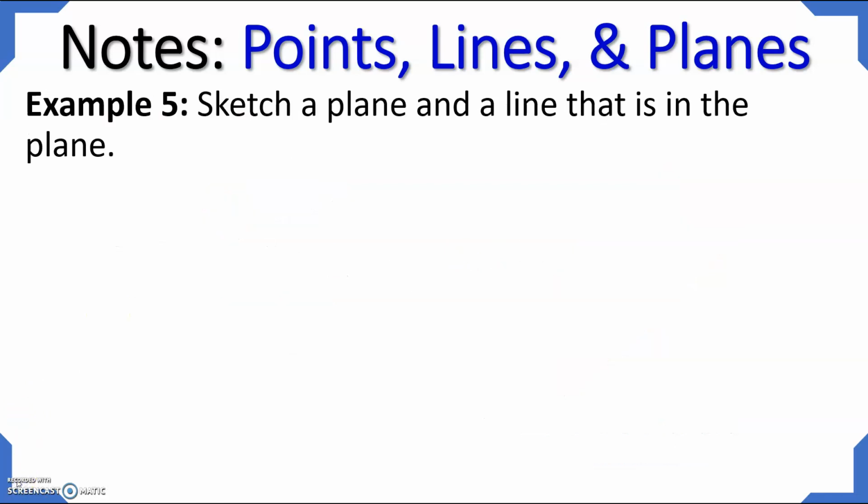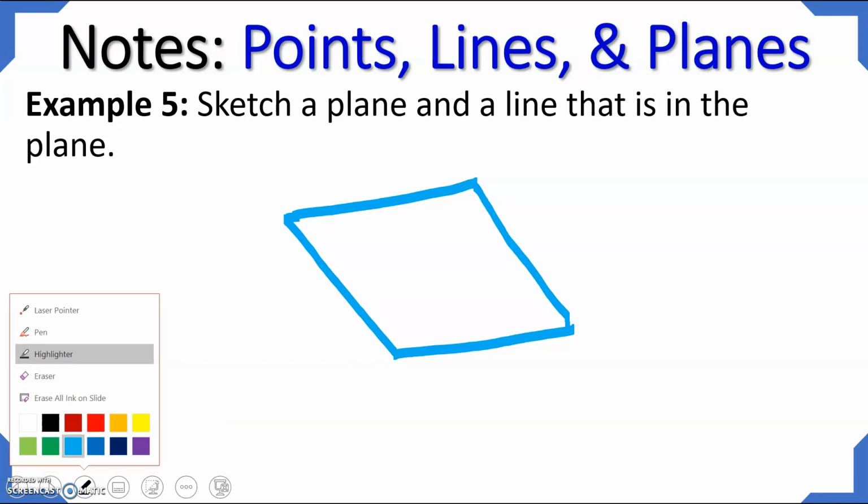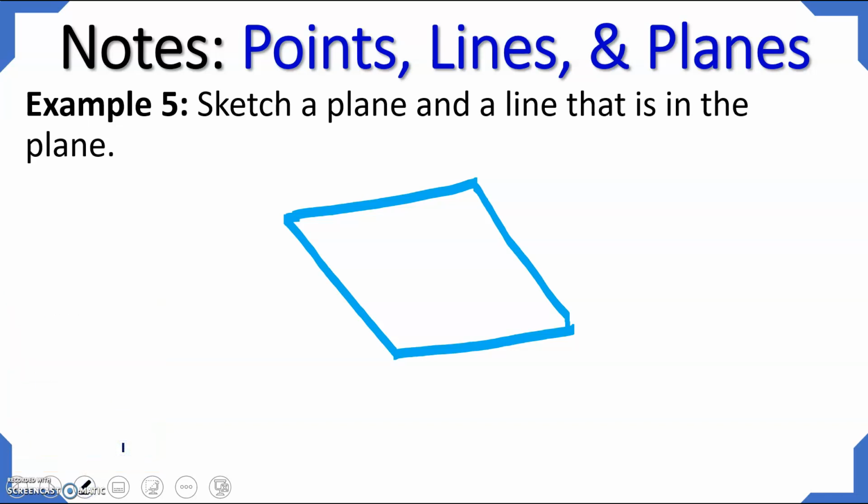Example 5. Sketch a plane and a line that is in that plane. So if we remember from the previous part of the lesson, planes are going to be designated by a flat surface. So we'll draw our parallelogram here to show our plane, and then we want to show a line that's in that plane. So let's draw our line. And there we go.